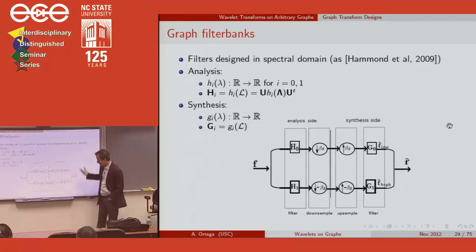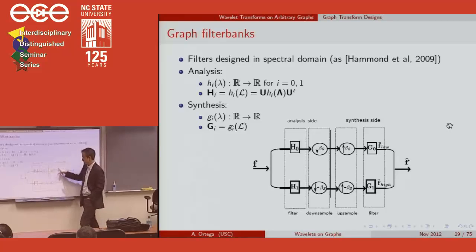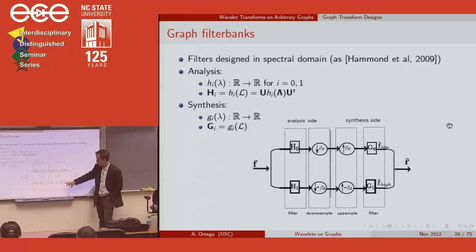Okay, and then the reconstruction would be, we would upsample back, right? So this operation is what we just described, the downsampling, and then we would do low pass filtering, high pass filtering, and then we add this back. And of course, what we would like is f hat to be equal to f, right?